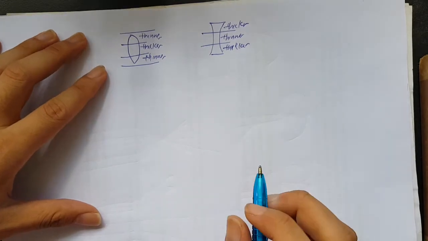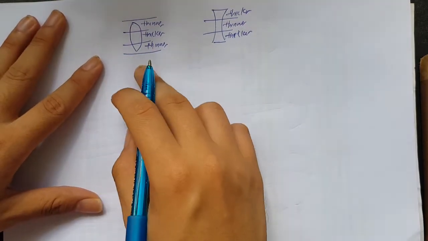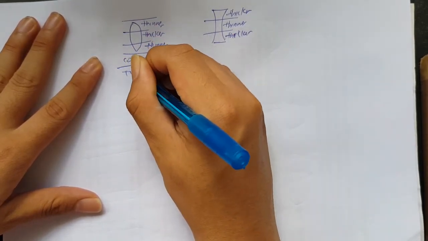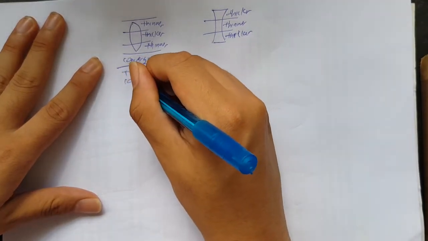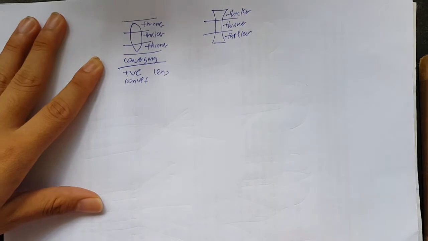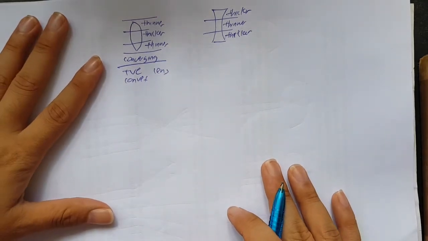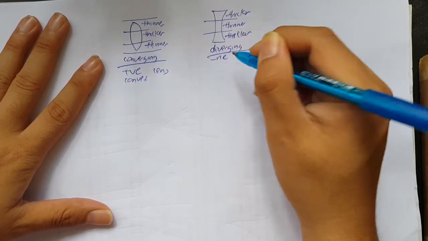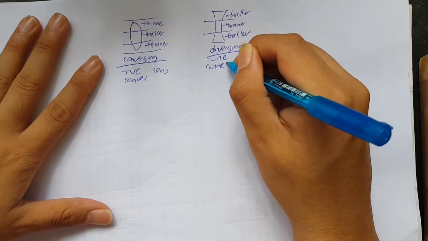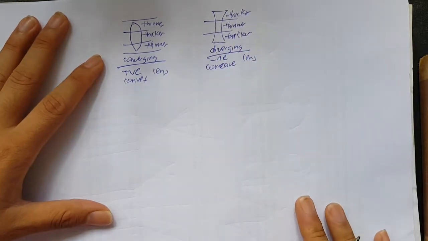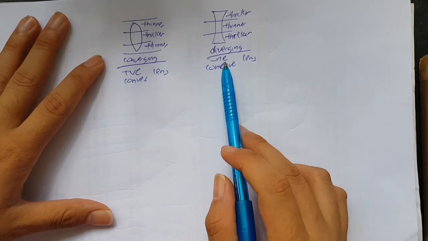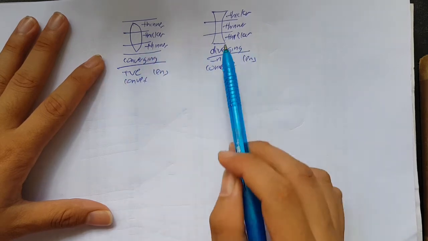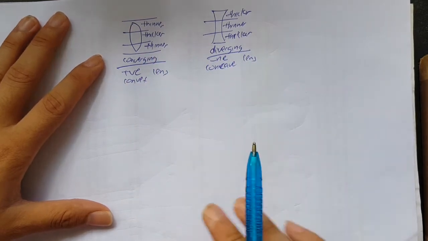Some of the names that are used for a converging lens will be called a positive lens or convex lens. And some of the names that I call for a diverging lens will be called a negative lens or a concave lens. Later I'll explain why it is called a positive lens and why it is called a negative lens. But a more common term will be a converging lens and a diverging lens, instead of positive and negative lens.